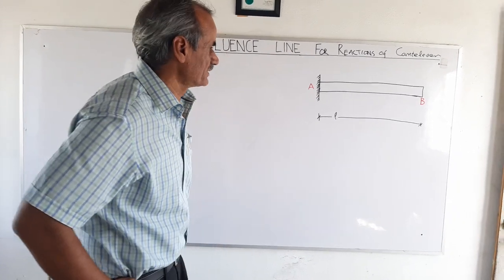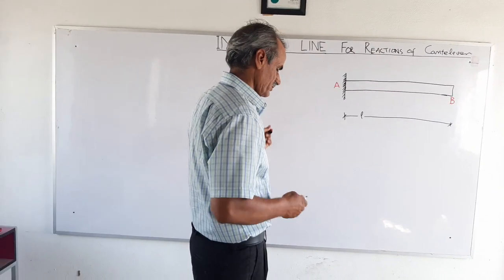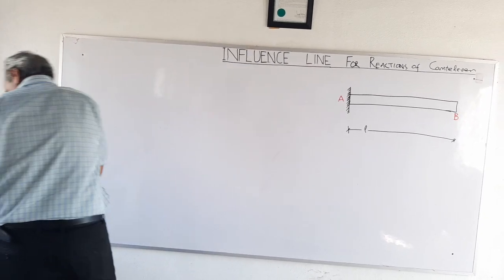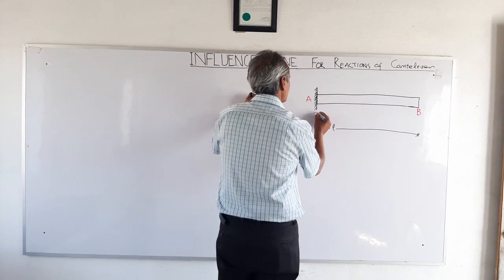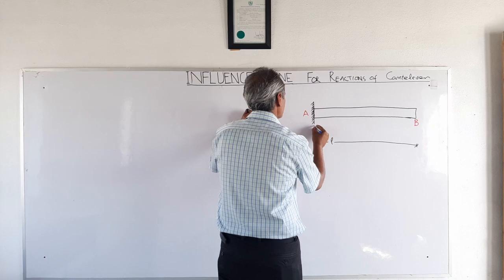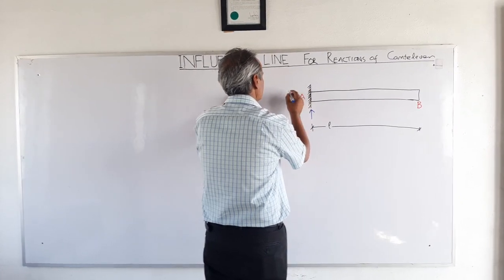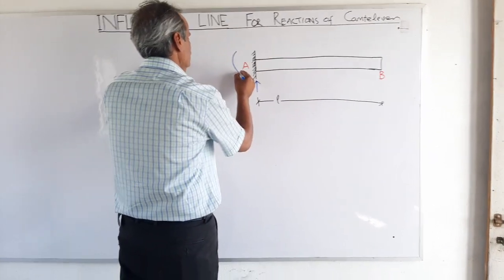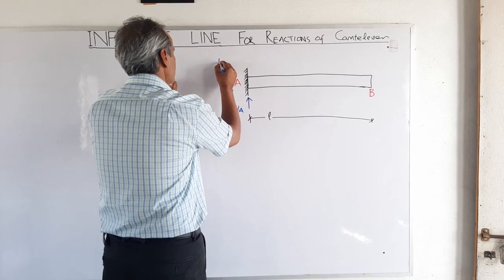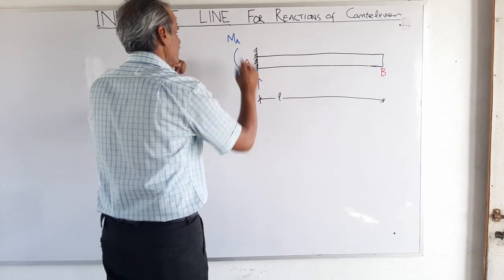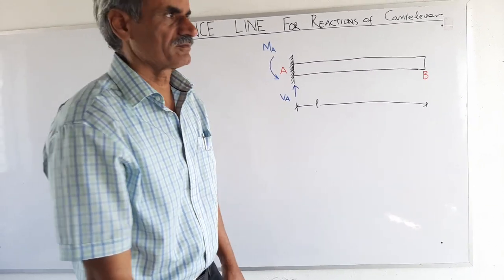Now we move on to the construction of the influence line for the reaction of a cantilever beam. Say this is a cantilever beam with span L, and as you know, cantilever beams can have all kinds of reactions, but we are concerned with the vertical reaction at A and the moment reaction at A. These are the two reactions, and we want to construct an influence line for them.